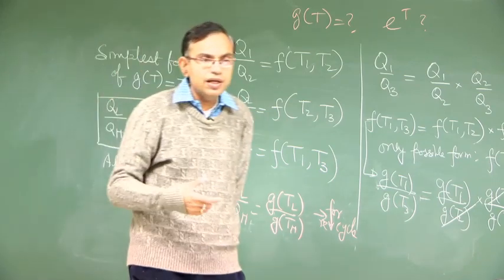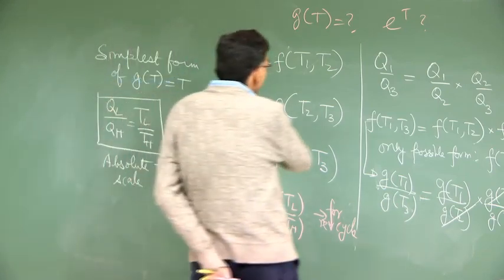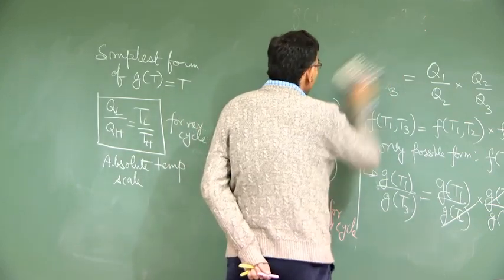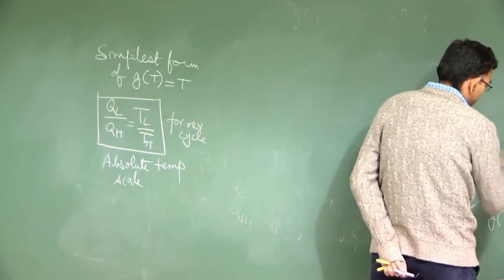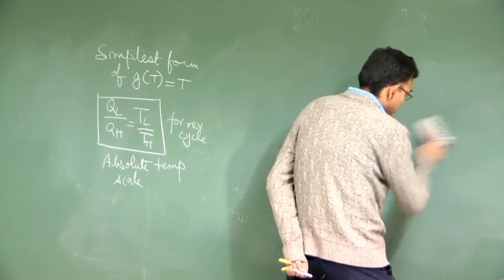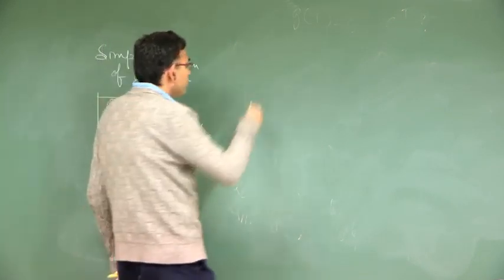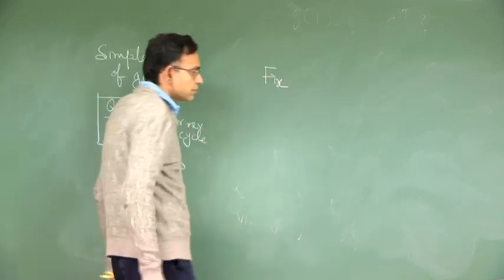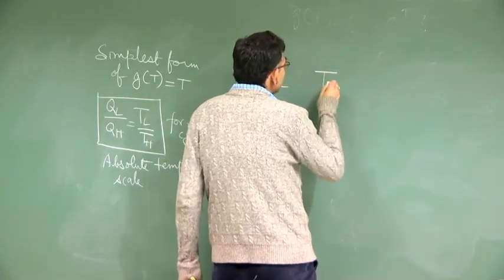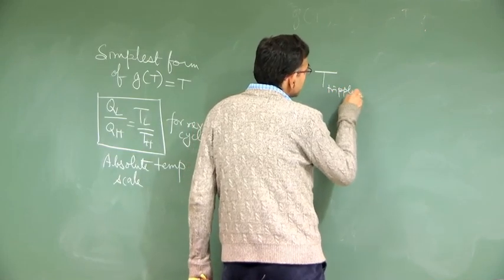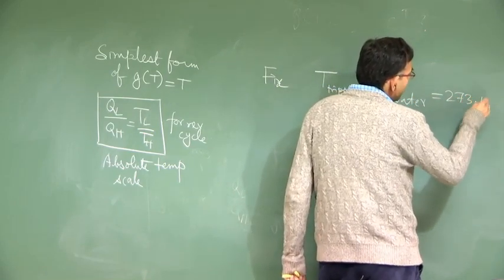in 1954 in an international conference on units and measures it was decided that a particular value would fix T of the triple point of water as 273.16.